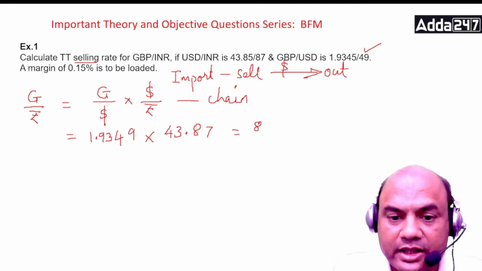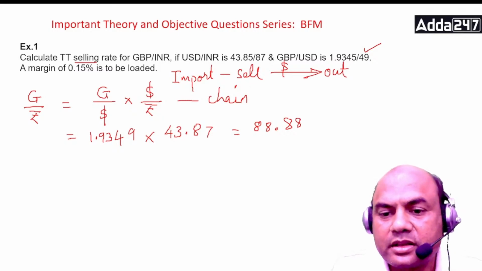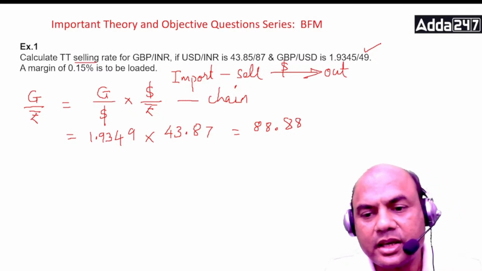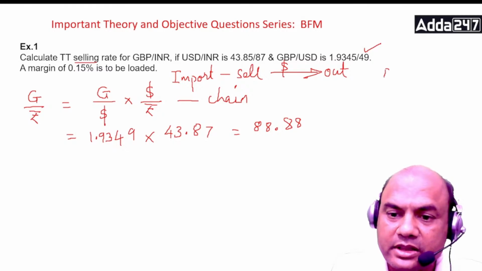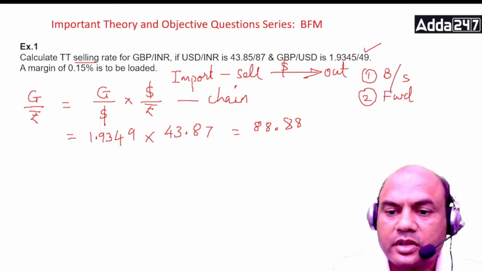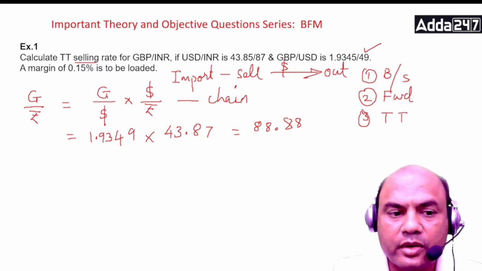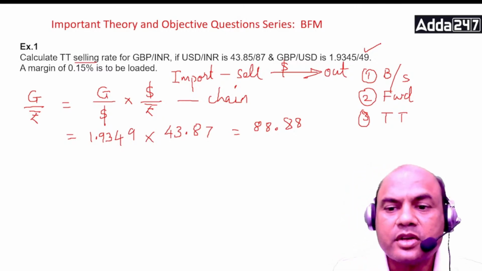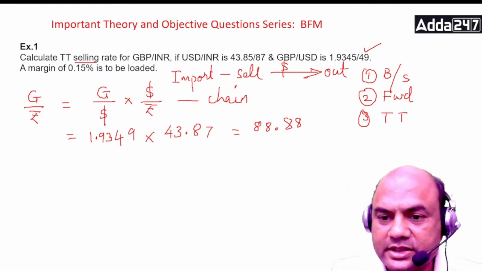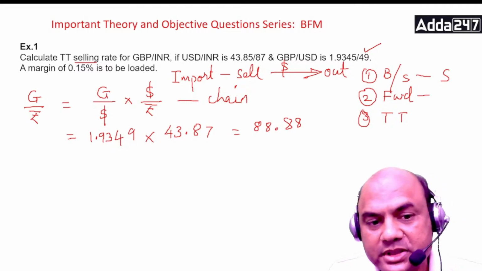So is this my final answer? No. Why? Remember the logic. There are 3 steps in any forex problem. First is buy or sell. Step number 1. Second step is forward points. Third step is TT margin, or we call it exchange margin. So buy or sell, here we have decided sell. Forward points are to be done on a spot basis here.